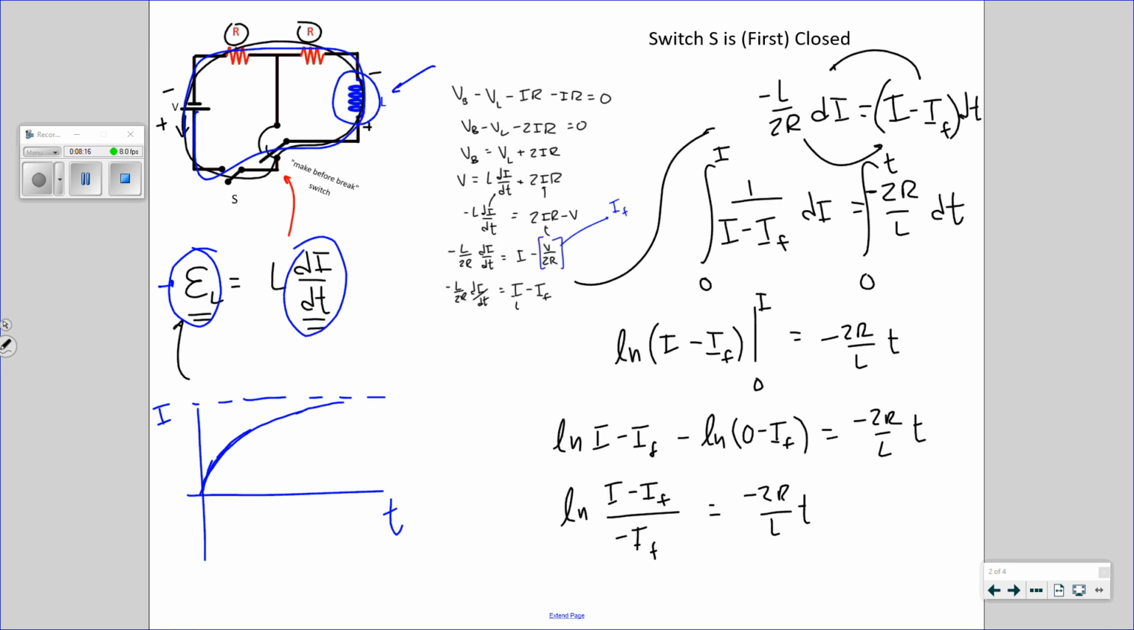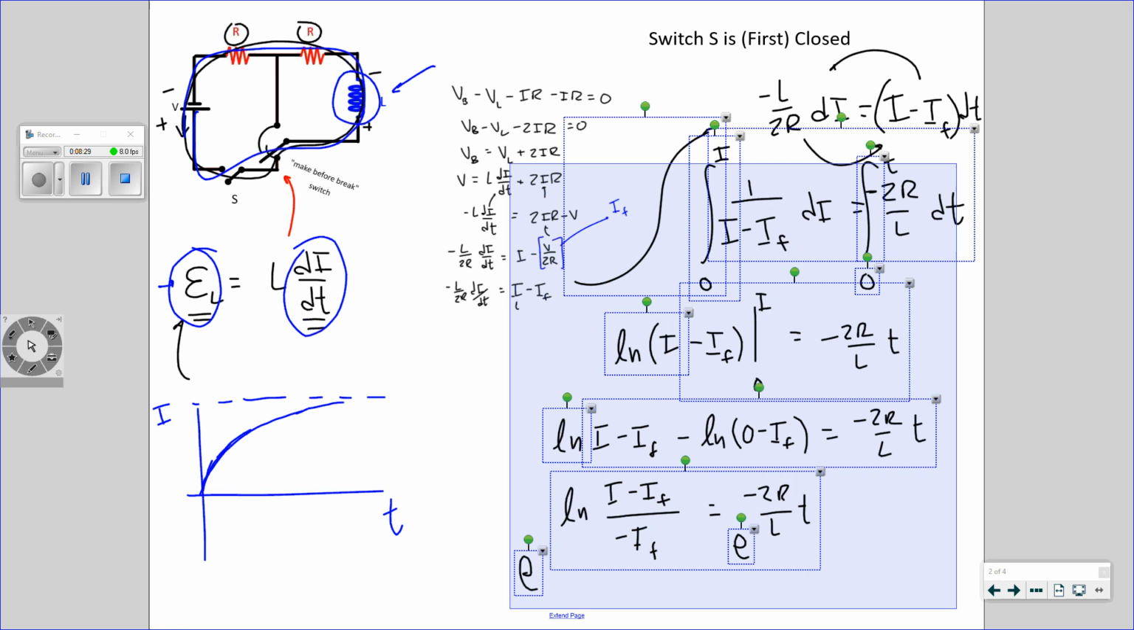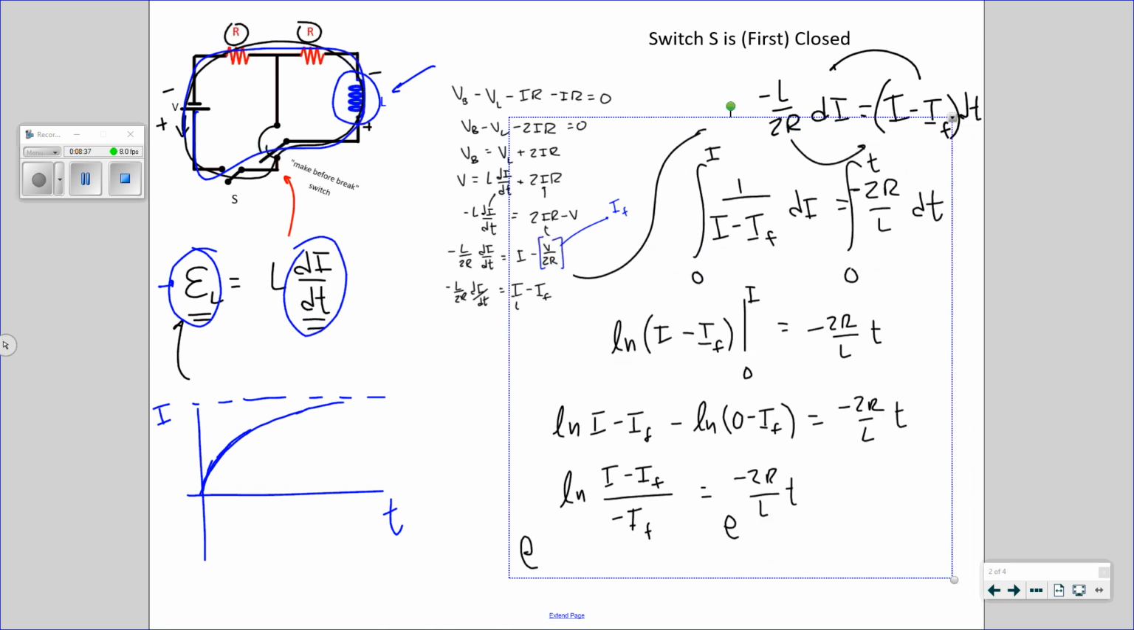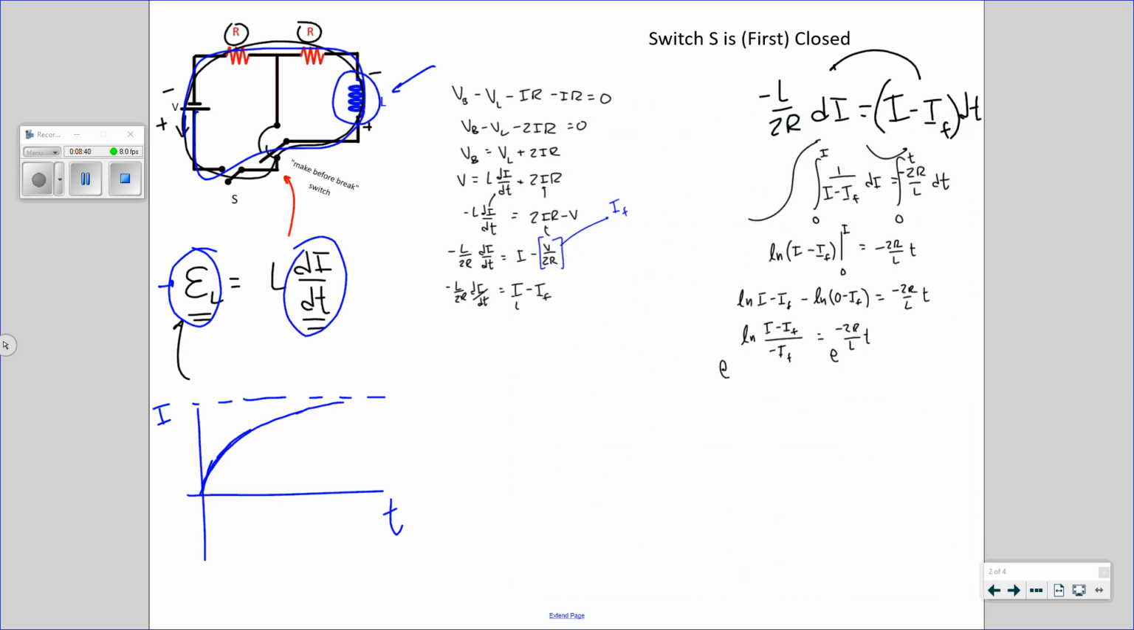Now, if we take e to both sides, once again, I'm going to shrink this stuff up and group. This now gets us, this left side says I minus I final over negative I final is e to the negative 2R over L t.